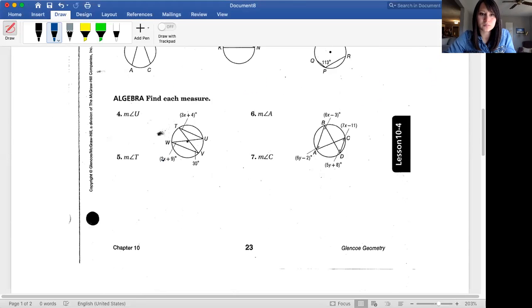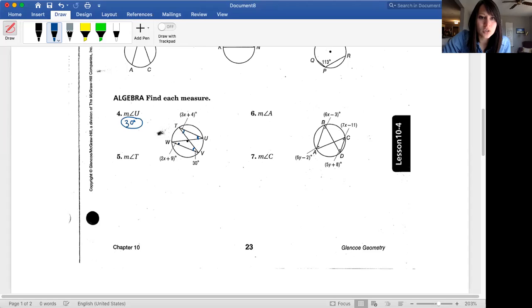So we've got some algebraic equations now we have to solve. And we've got angles T, W, U, and V. So number 4 is saying find U. That means that U and V are the congruent angles. And so if V is 30, what would U be? Well, we don't even have to calculate. We can just know that those are congruent. It's 30 degrees.